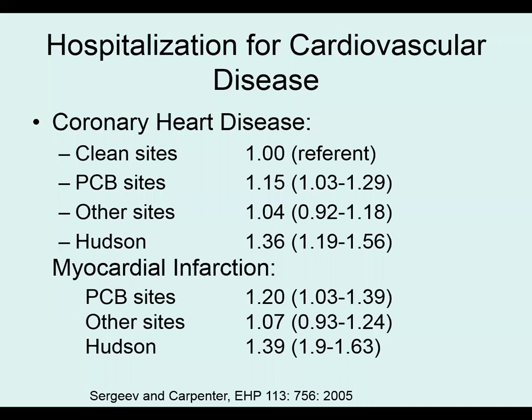What we did was look at hospitalization for cardiovascular disease relative to people living in zip codes that had no hazardous waste site. And we found an odds ratio of 1.15, statistically significant, of greater hospitalization for coronary heart disease if you lived in a PCB containing waste site. But if you lived along the Hudson River, where income is higher, there's less smoking, there's more good diet, it's even higher, a 1.36 odds ratio and highly statistically significant. And the same relations apply for cardiovascular disease.